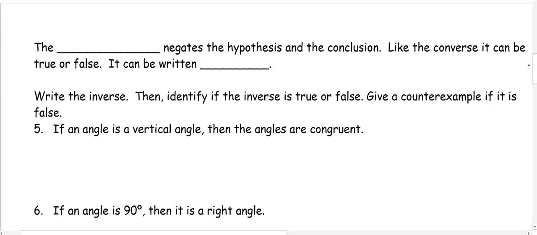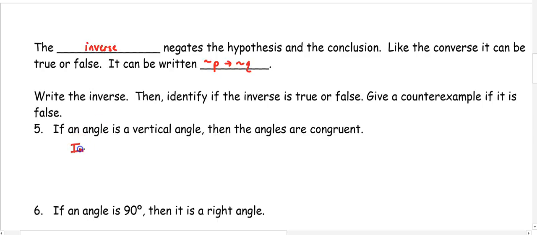So our next type of statement then is an inverse. An inverse negates the hypothesis and the conclusion. Like a converse, it can be true or false. It's written in the form not P to not Q. So we're going to write the inverse and then identify if the inverse is true or false and give a counterexample if it's false. So in number 5, if an angle is a vertical angle, then the angles are congruent.